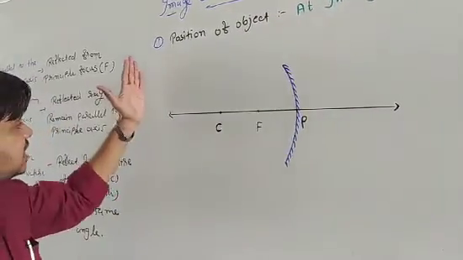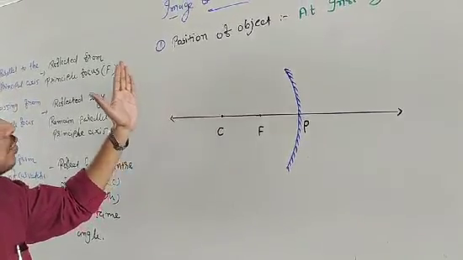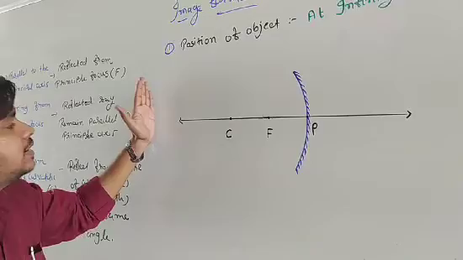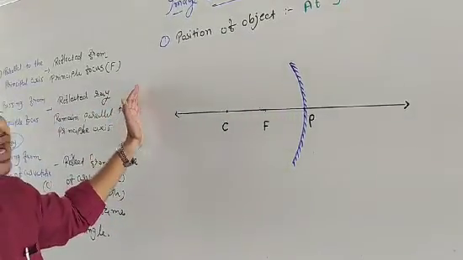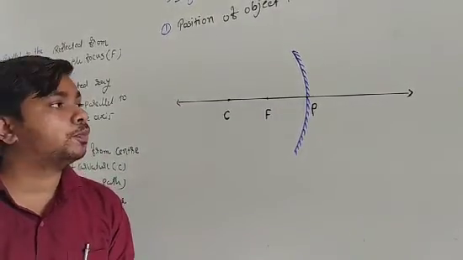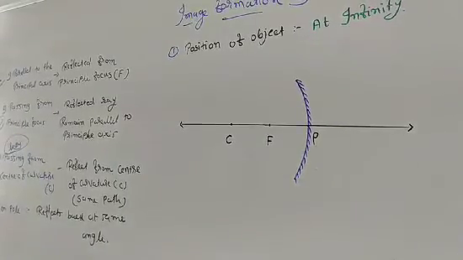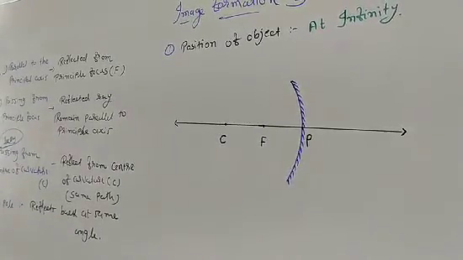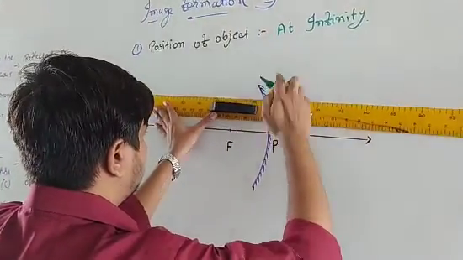And if the object is exactly perpendicular to the principal axis, which we are always putting here, then all the rays which are coming from that object are always parallel to the principal axis. So you have to put two rays which are parallel to the principal axis. So here are the two rays.